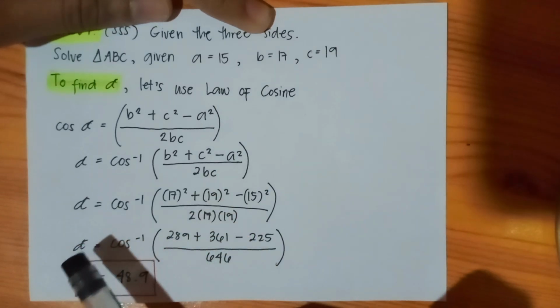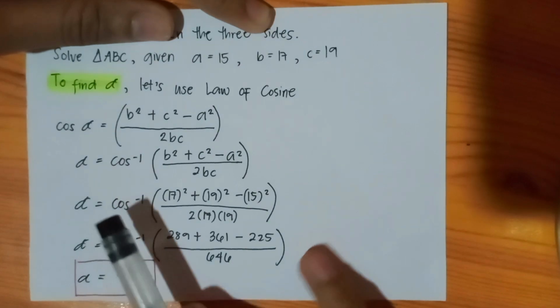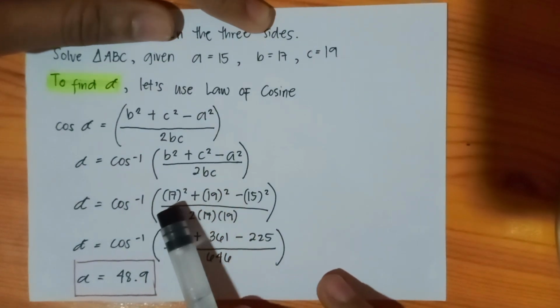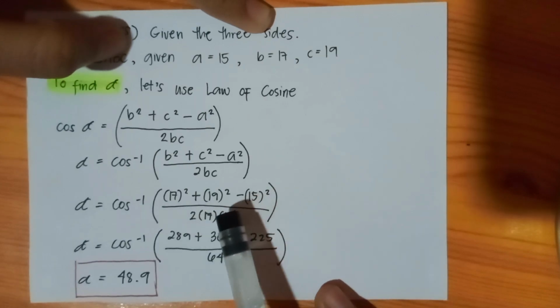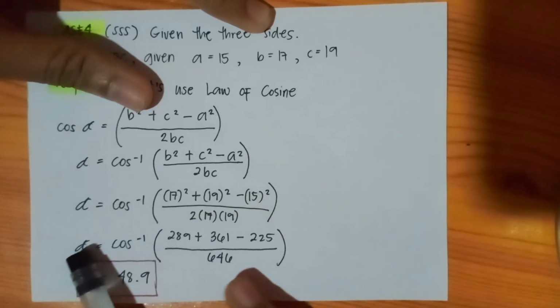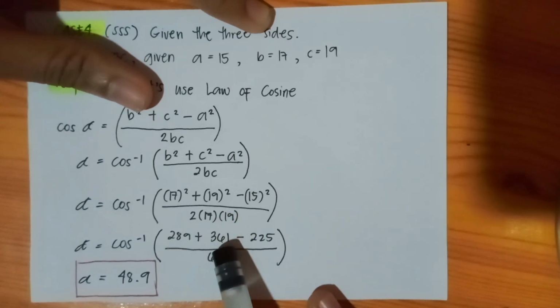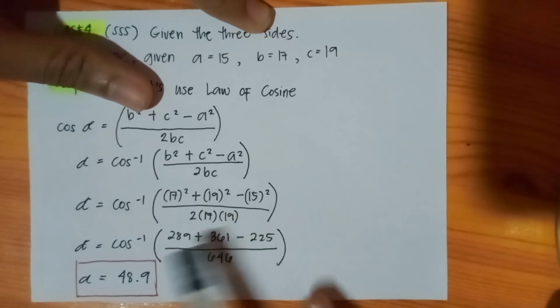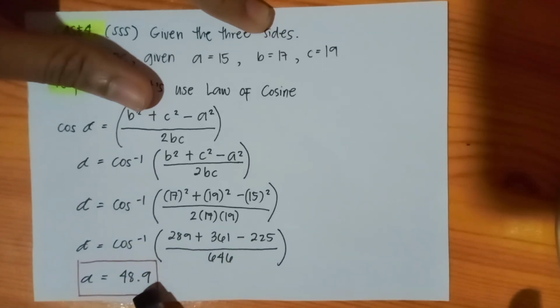So we have to input the given. So we have alpha equals cosine inverse of 17 squared plus 19 squared minus 15 squared over 2 times 17 times 19. So we have alpha equals cosine inverse of 289 plus 361 minus 225 over 646. And the result will be alpha is 48.9 degrees.